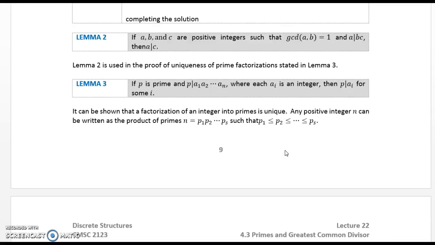It can be shown that a factorization of an integer into primes is unique. Any positive integer n can be written as the product of primes, n is equal to p1 times p2 times ... times ps, such that p1 is less than or equal to p2 is less than or equal to ps.